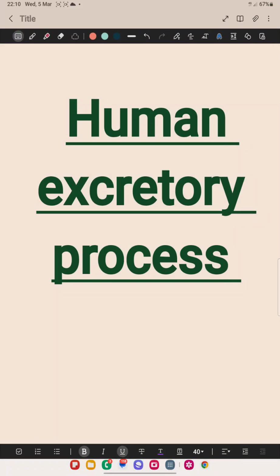Hello children, today our topic is the human excretory process. Under this lesson, we are going to discuss the structure and function of the excretory system. First of all, let us have a look at what excretion means.